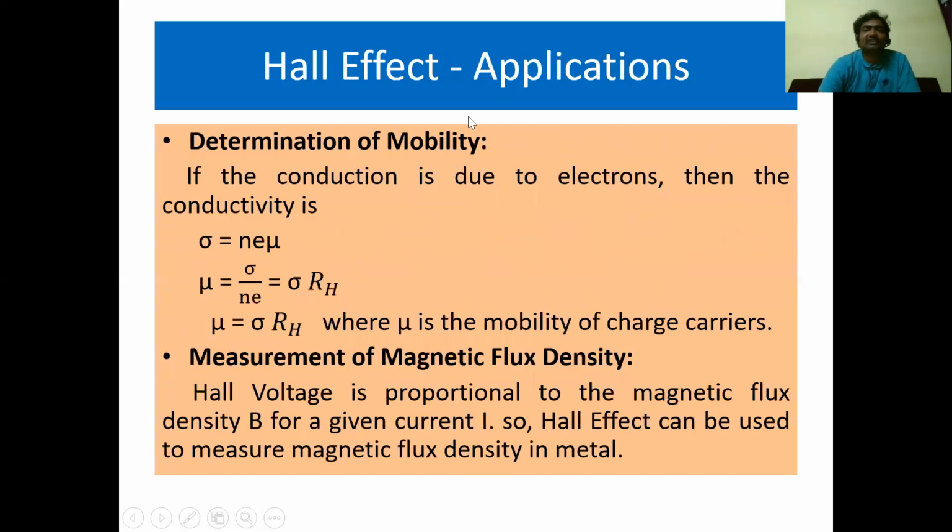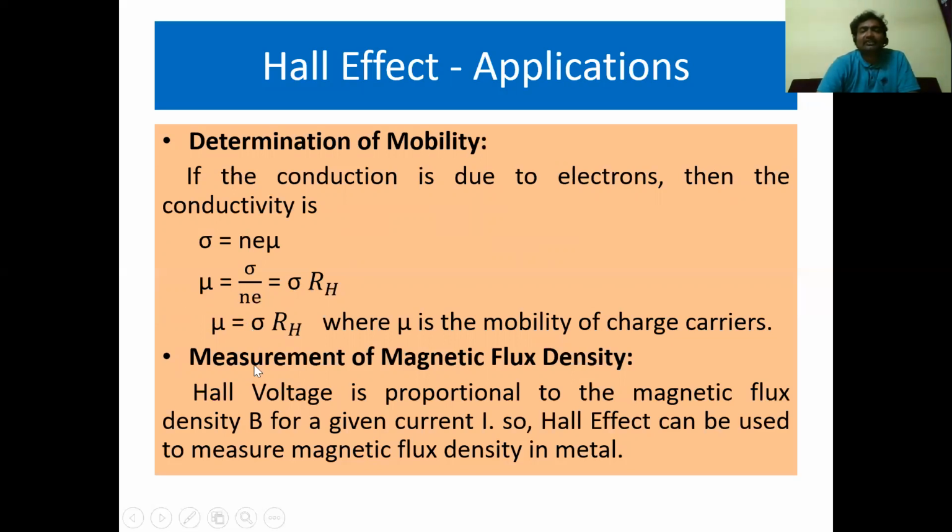The next application is determination of mobility. We can calculate the mobility mu of an electron or a hole by using this formula. Sigma, conductivity of an electron, can be written as N into E into mu, where N is the number of electrons and E is the charge on the electron and mu is the mobility. From this expression, if you rearrange it, we will get mu is equal to sigma by Ne. We can write 1 by Ne as RH. So it becomes sigma into RH. If you know the conductivity of the material sigma and if you know the value of RH, Hall coefficient of the given semiconductor, then we can calculate the mobility.